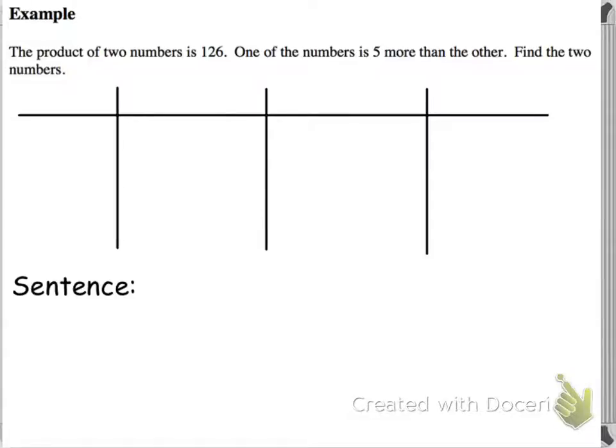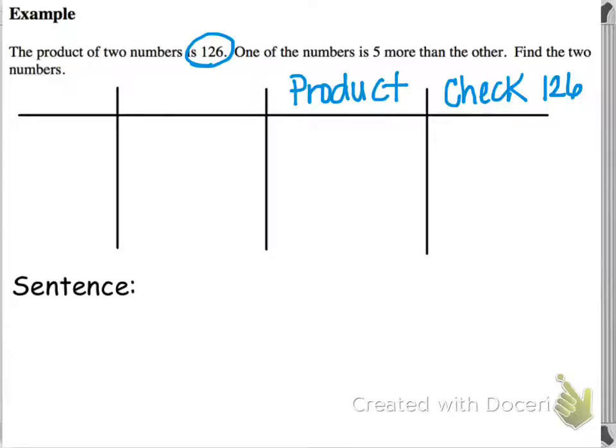In this example, our word problem is the product of two numbers is 126. One number is 5 more than the other number, and we want to find the two numbers. Now remember, I like to start working backwards, and I know that the thing that I'm told is my check, and I'm told the product of two numbers is 126. So 126 is going to be my check. And what do I want to be 126? I want the product to be 126.